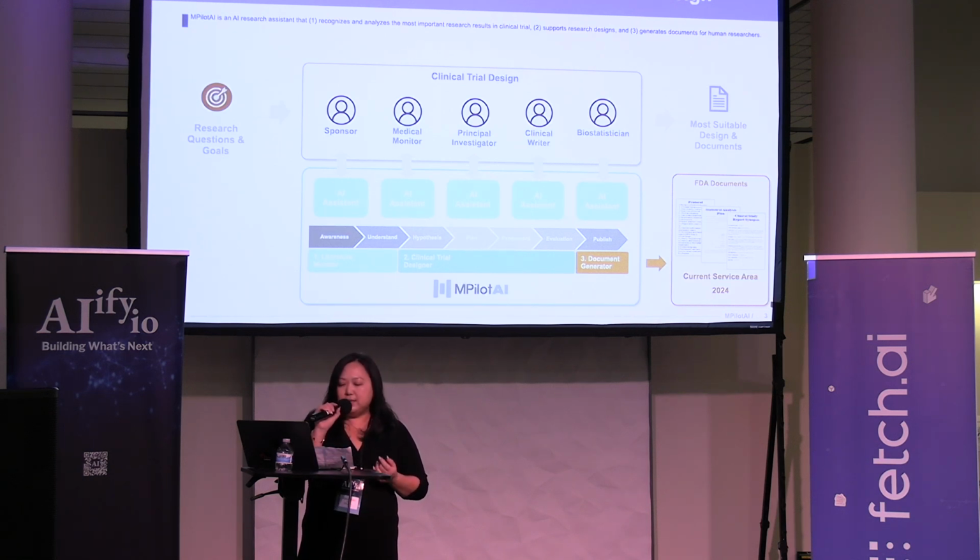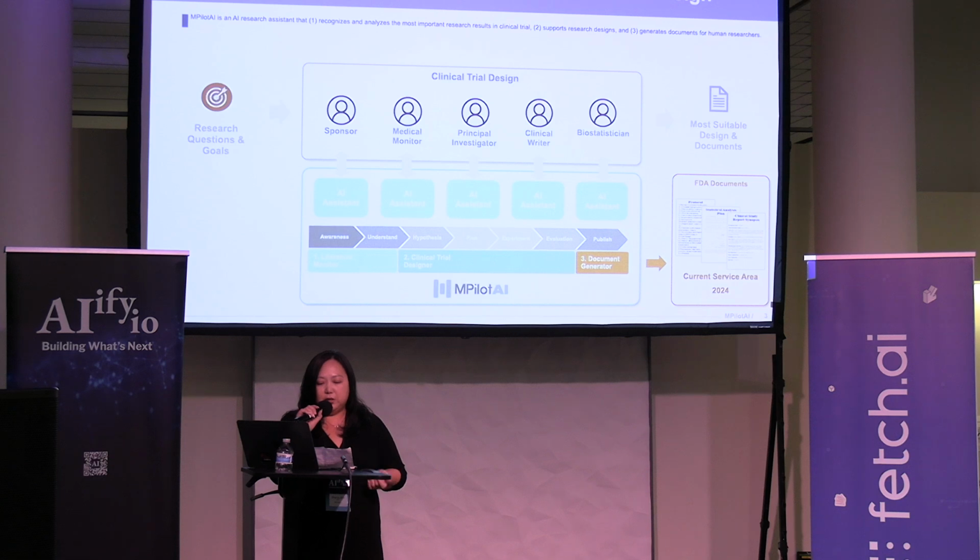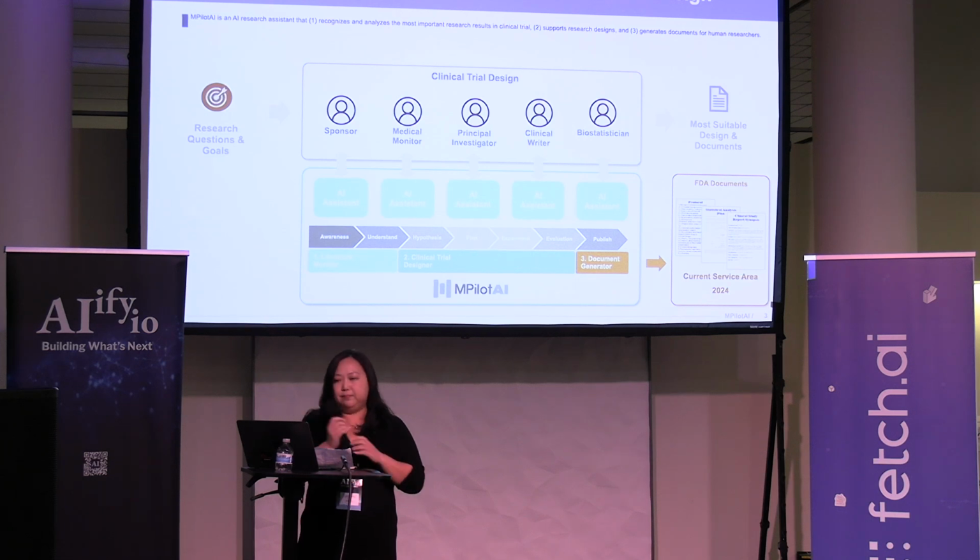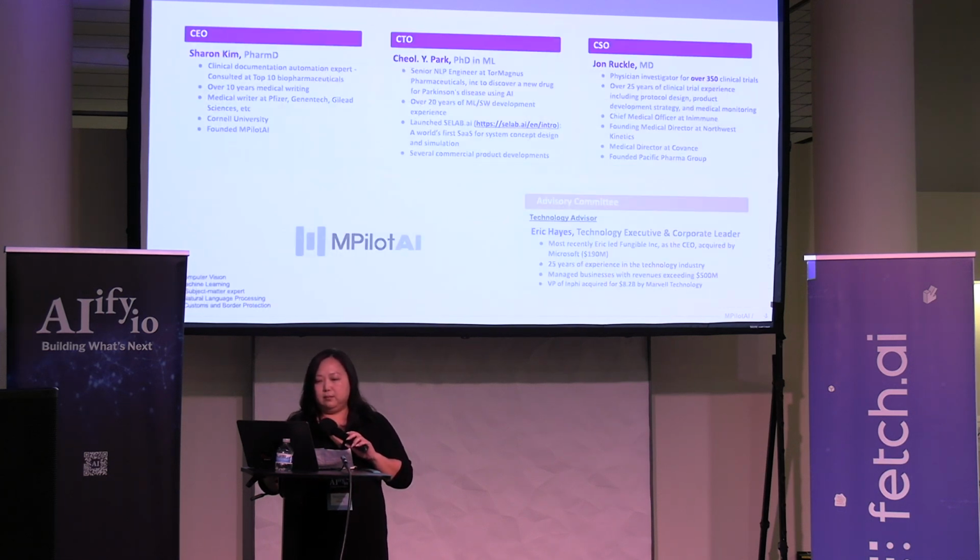Traditional submission process takes about 6 months, and it costs pharma companies an average of $1 million per day every day the FDA approval is delayed. So you do the math.